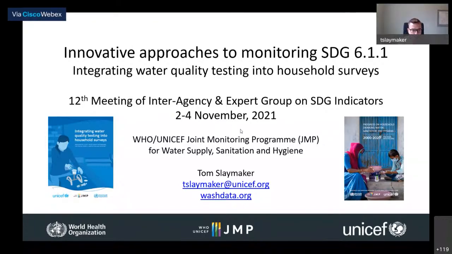The WHO-UNICEF joint monitoring program is responsible for global monitoring of the SDG targets related to drinking water, sanitation, and hygiene, and we produce national, regional, and global estimates for households and also for schools and for healthcare facilities every 2 years. We published a progress update for households in July this year that's shown on the right-hand side here. I'm going to talk about work we've been doing to support monitoring of SDG 6.1.1 by integrating water quality testing into household surveys. I only have time for brief highlights, but you can read more about that in the report, which is shown on the left here. Next slide, please.